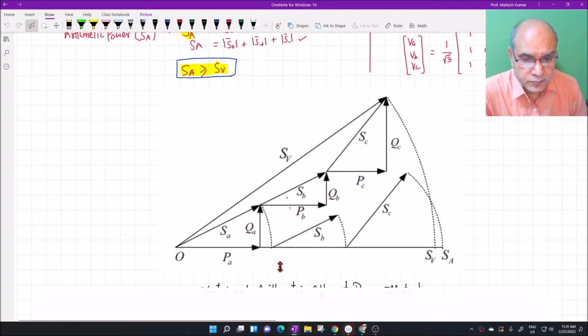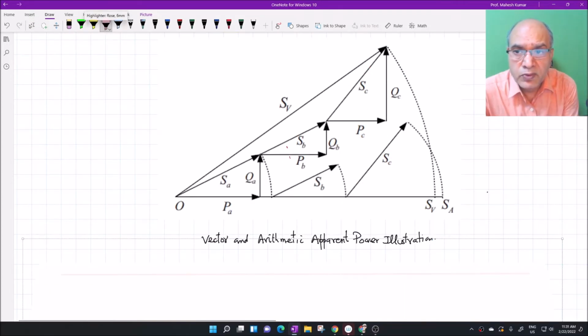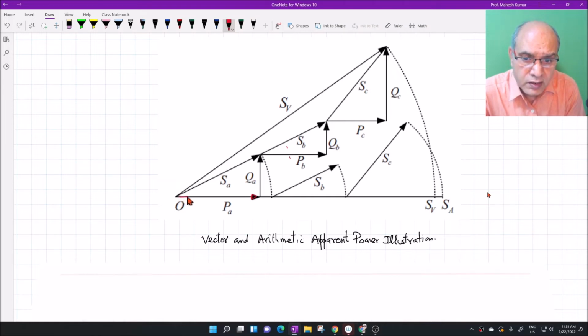You can see here, these are the different power components for each phase. For example, this is PA, from here to here, and this is QA, this makes SA. So SA is the apparent power of phase A. Similarly, for phase B, this is PB, this is QB, and this is SB. Then for phase C, this is PC, this is QC, and this is SC.